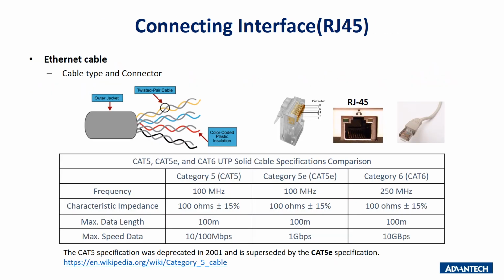RJ45 cable is made of 4 pairs of twisted pair cable, which contains 8 pins. Cable with good quality usually has a shield in order to reject noise from the environment. In different categories, the maximum speed is faster and faster. Nowadays, the category has become the 7th generation, and the speed is double that of Cat6.